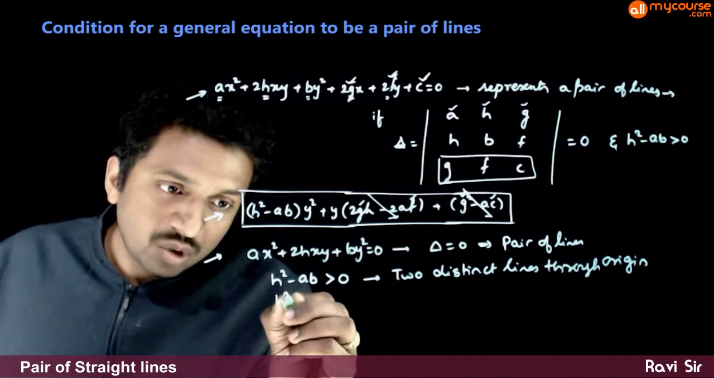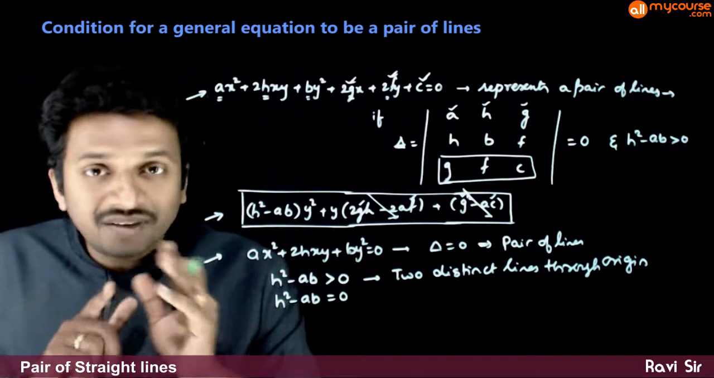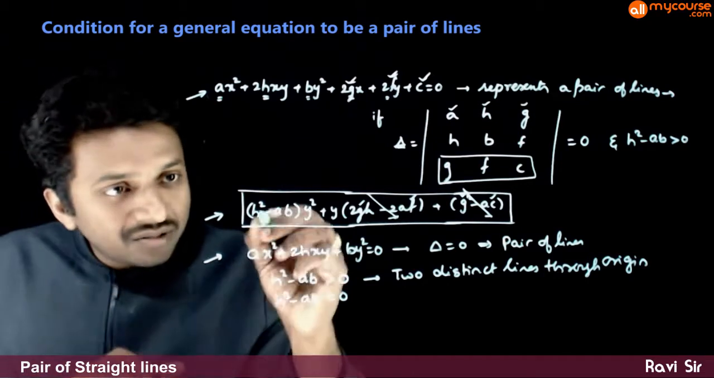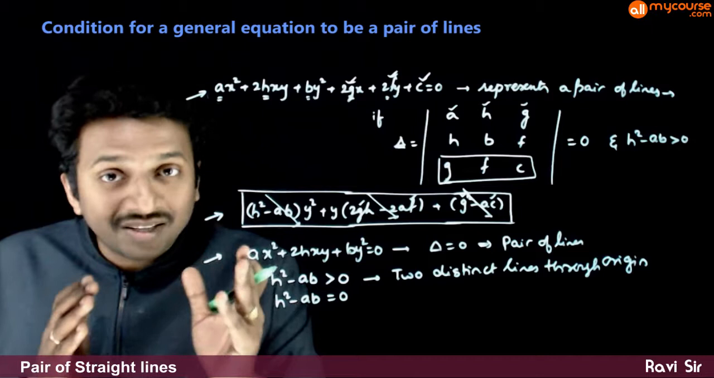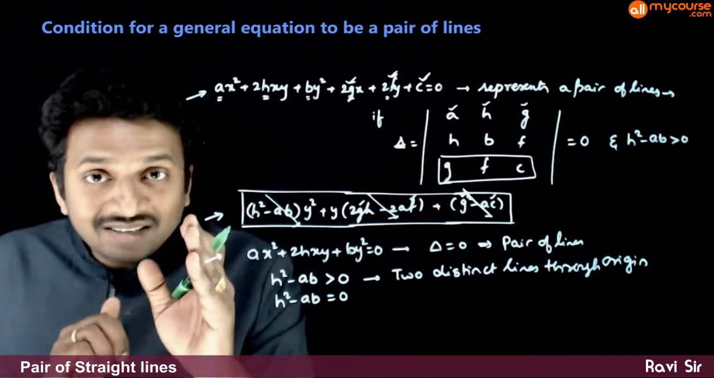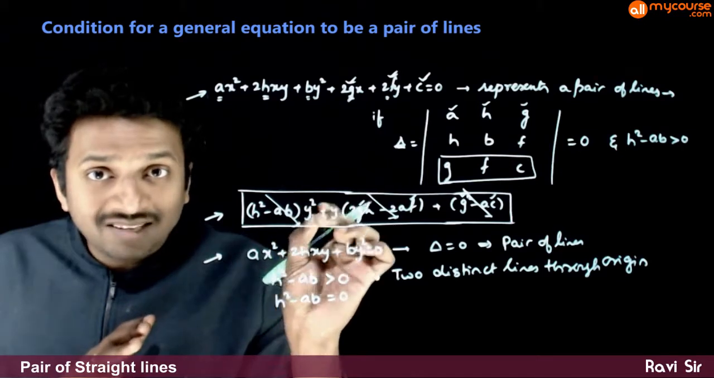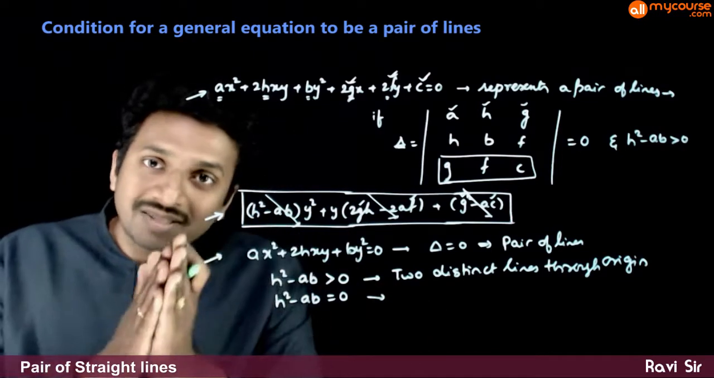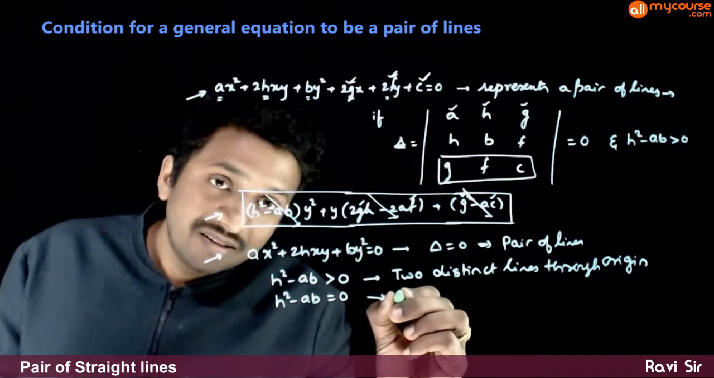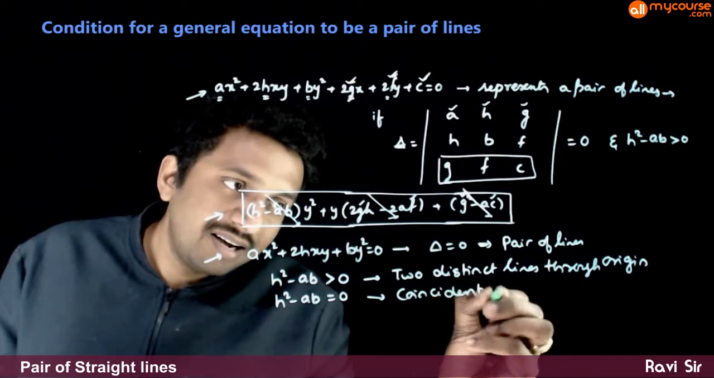And if h square minus ab is equal to 0, this term also has become 0. So inside the square root, there is nothing left. So x is equal to minus b by a plus or minus 0. That means both lines have coincided. So, coincident lines.